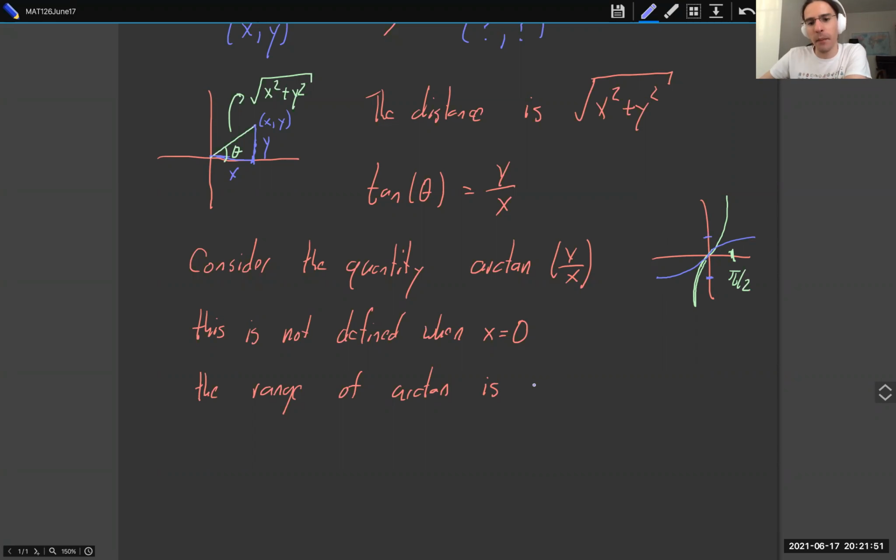I can write it as an interval, minus pi over 2 to pi over 2. So in general, if I consider this quantity, I'm going to get an angle in this range. I'll get some of these rays, not including the vertical rays, because x equals 0 fails.